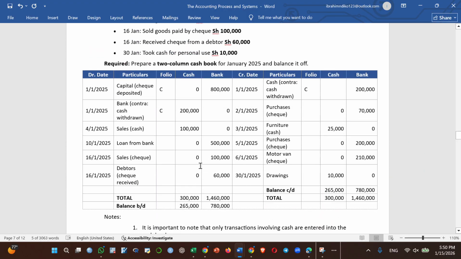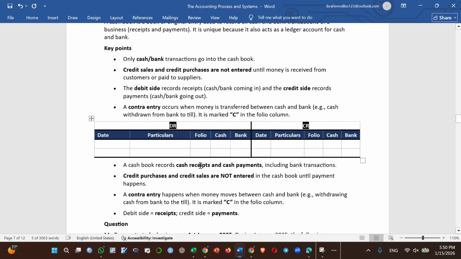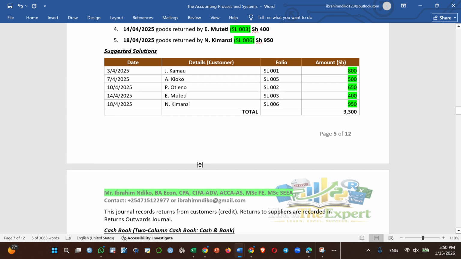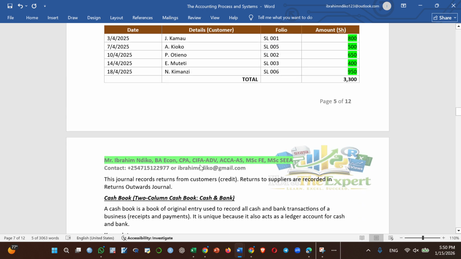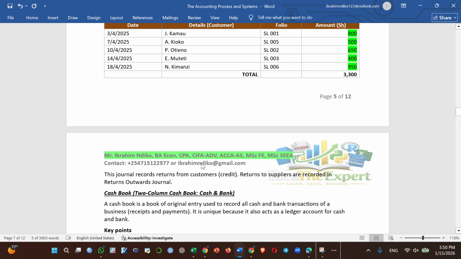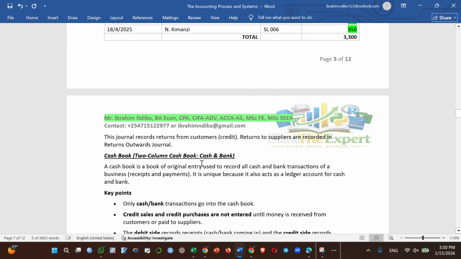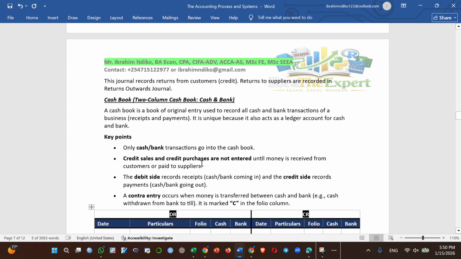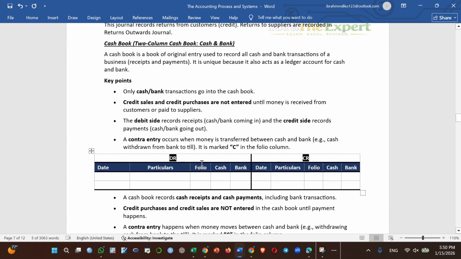So that is it for today's class, unless you have a question. If you have any question, you can post in the chat box, so that tomorrow we start from the cash book, that is the 2-column cash book. I will also share these notes for tomorrow so that you can write down the questions so that we can answer them in our next class. Any question, you can post in the chat box.